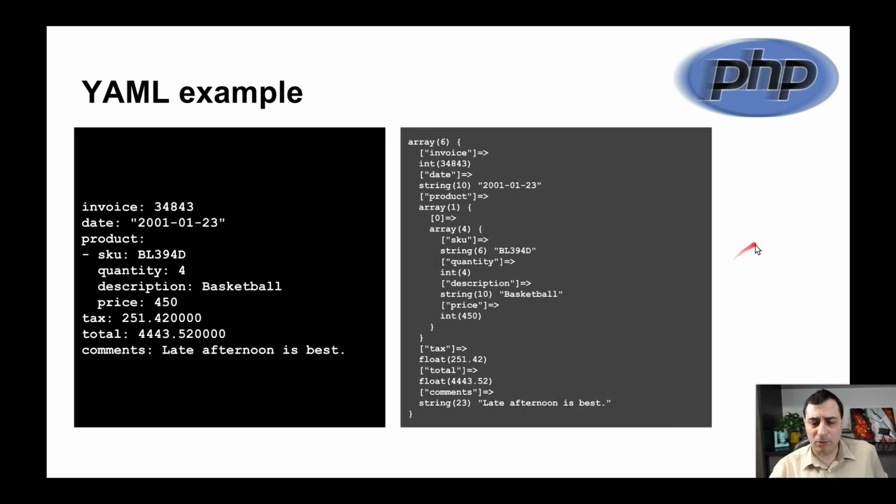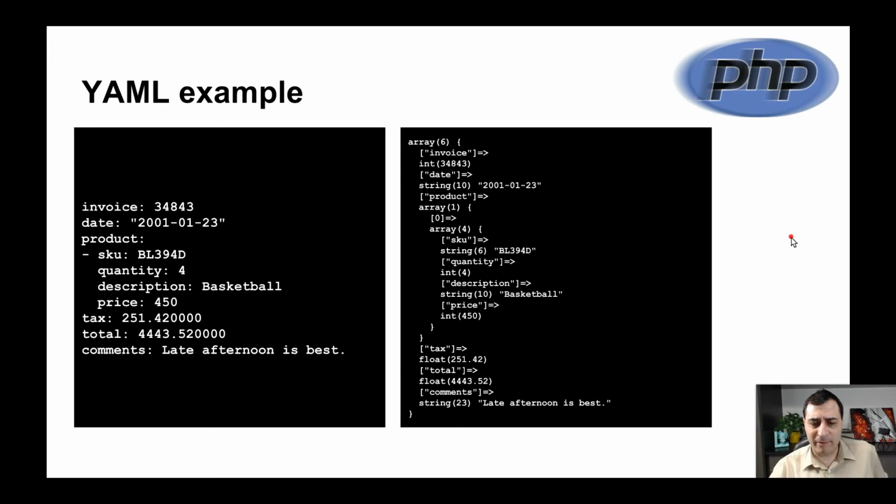So let's take a look at the dump of a variable that contains the result of parsing this YAML example. So as you may see, there are the scalar values and the nested values that are contained in other entries also appear as arrays inside arrays.